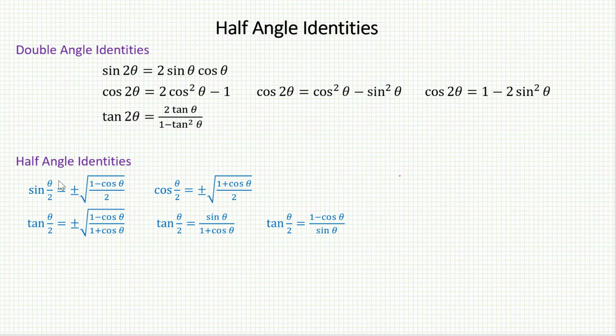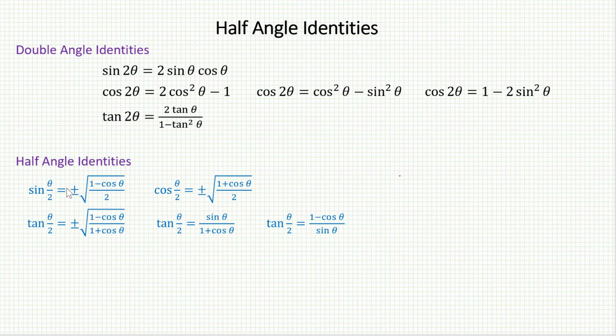So you can see, for example, in this first one, if I have an angle theta and I know the cosine ratio of that angle, I'm able to find the sine ratio of the half angle, theta divided by 2. Here's one for cosine of the half angle. Notice there are 3 different versions for the half angle identity for tangent, and in any given situation you would just pick the one that seems to fit your situation the best.